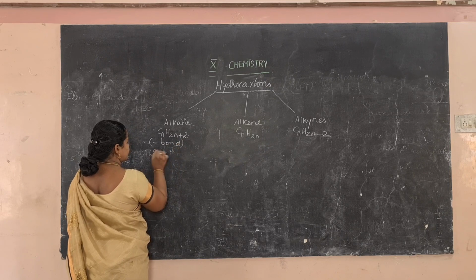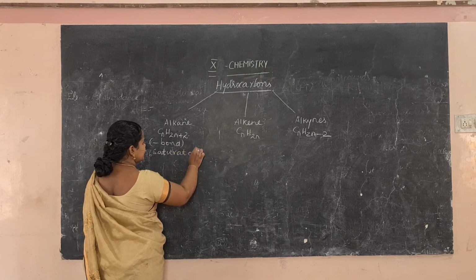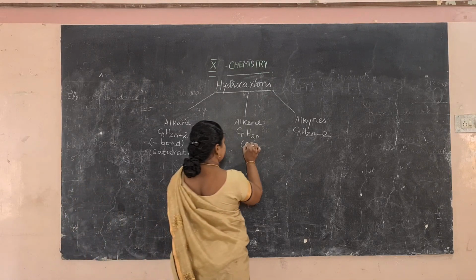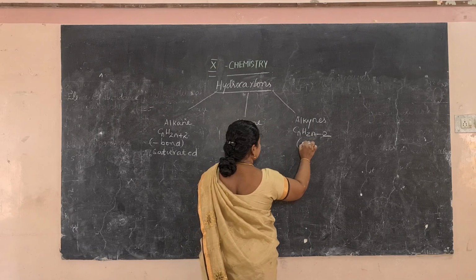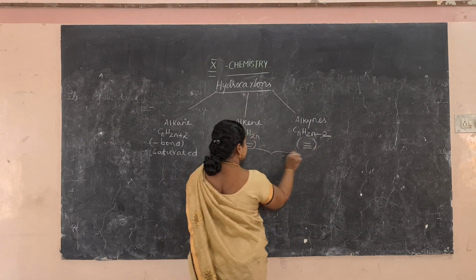Since alkane has a single bond, it is saturated. So alkane is a saturated hydrocarbon, alkene has a double bond, and alkyne has a carbon-carbon triple bond. So both are unsaturated.